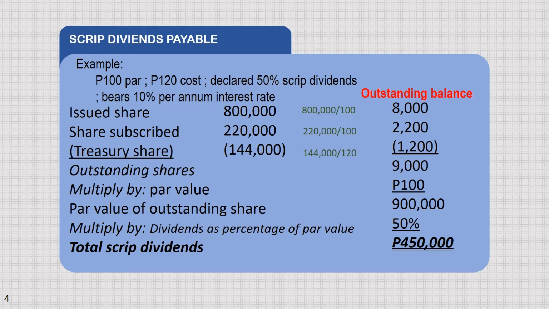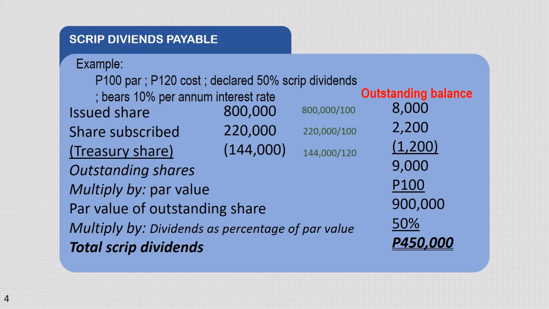Next will be the scrip dividends. Remember, under siya ng cash dividends but with temporary cash shortage, and it may or may not bear an interest, but in this illustration, may 10% interest rate siya per annum. So same lang siya, nahahanapin lang yung outstanding share, but magkakaroon tayo ng additional na computation. The outstanding share will be multiplied to the par value. The answer would now be multiplied to the dividends as percentage of par value to find the total scrip dividends.